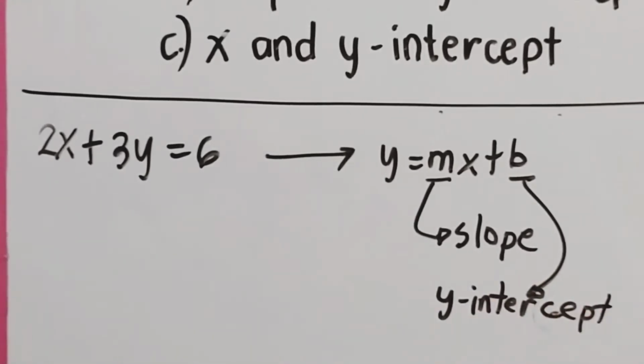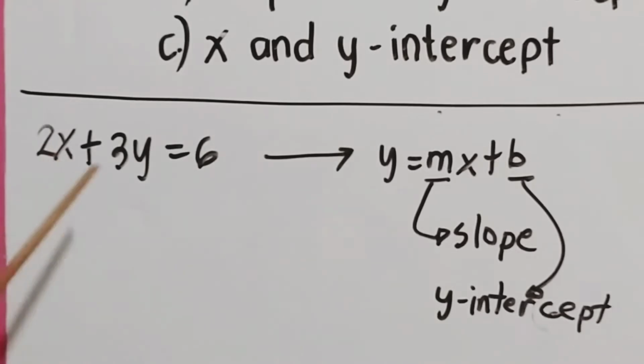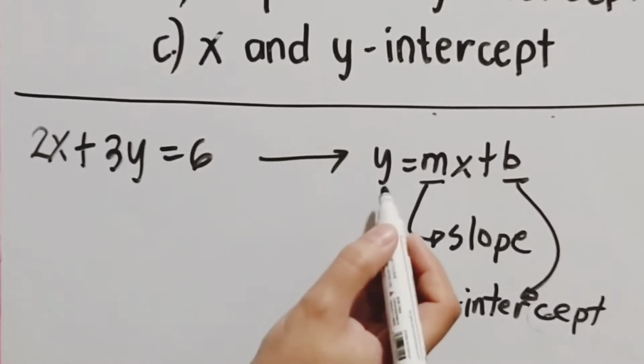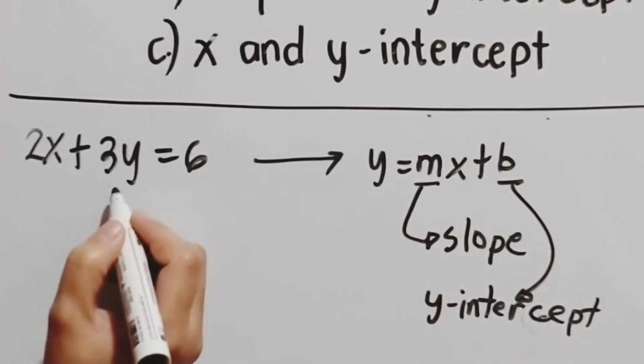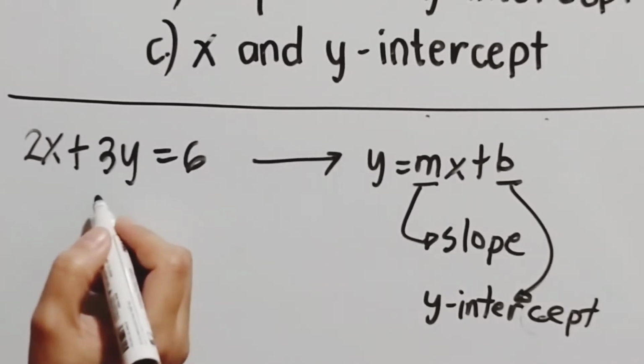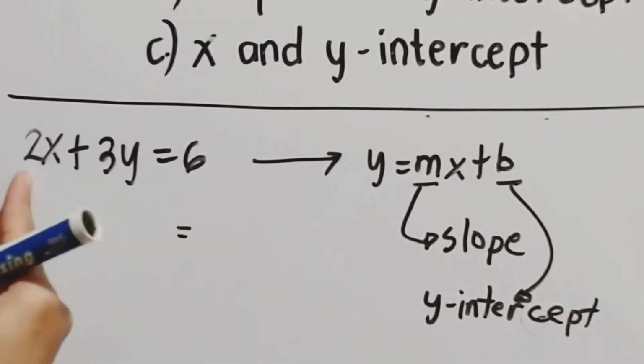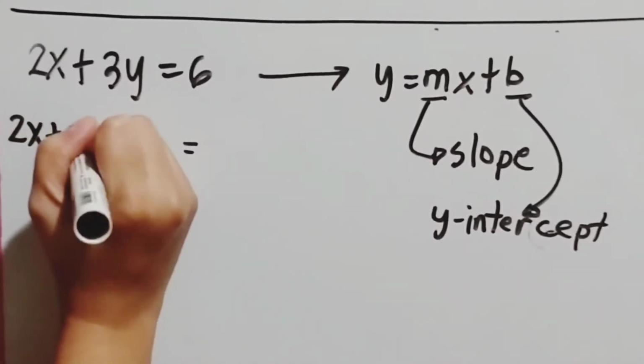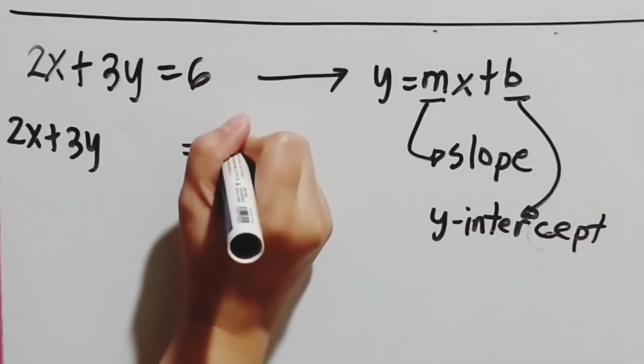Okay, so ang gagawin natin, ito dapat ganito ang maging itsura. Okay, let us do that. So first, ang titingnan nyo, yung y lang ang nasa kaliwa. So dapat dito din, y lang ang maiwan sa kaliwa. So may 2x, kailangan mawala yung 2x. So I have 2x plus 3y on the left, and on the right, I have 6.